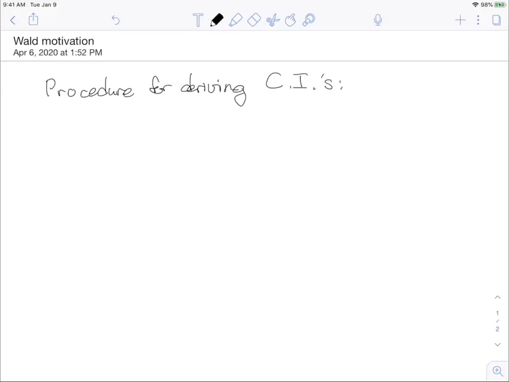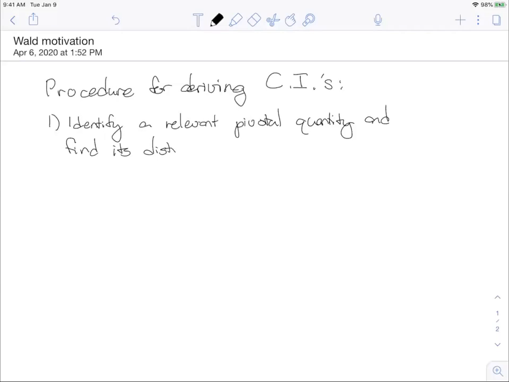So we have this procedure for deriving confidence intervals that has 3 steps. The first step is to identify a relevant pivotal quantity and find its distribution. In the examples that we looked at the last couple of classes, we had 2 settings, both based on a normal distribution. Our first was a pivotal quantity T equals X bar minus mu over S over square root of n, and this follows a T distribution with n minus 1 degrees of freedom.